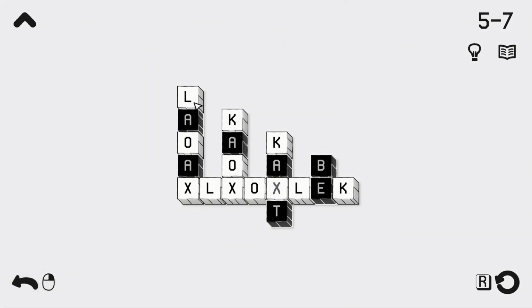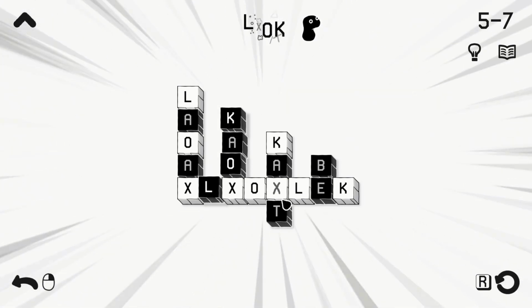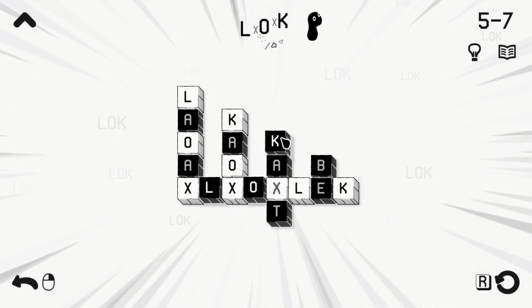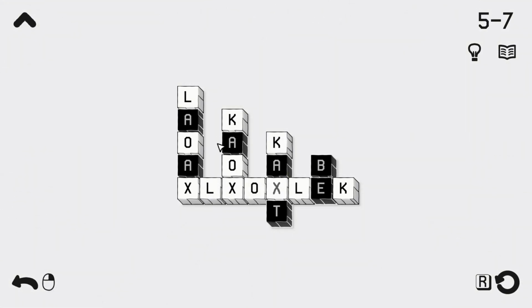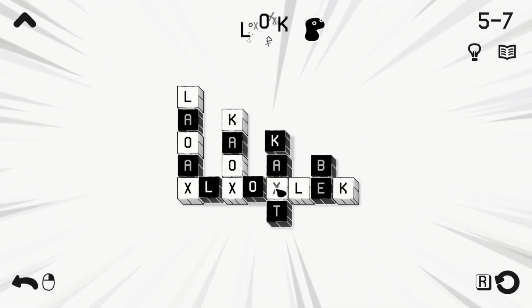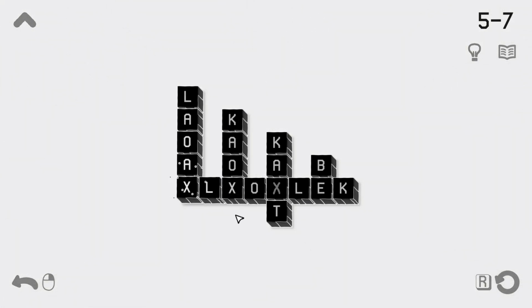Let's just try it. We go LOK. How many? 1, 2, 3, 1, 2, 3. Oh, this is possible. I just have to play this right. I think I could get rid of that one. Yeah. Wow, that one's cool.